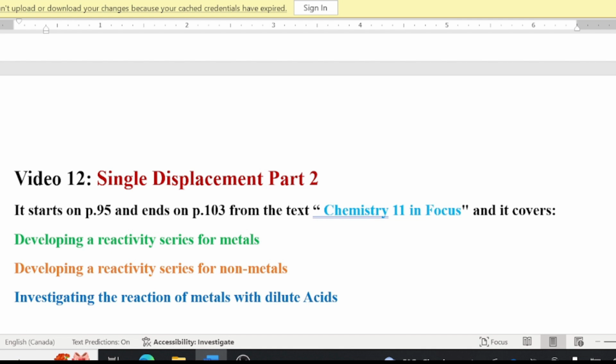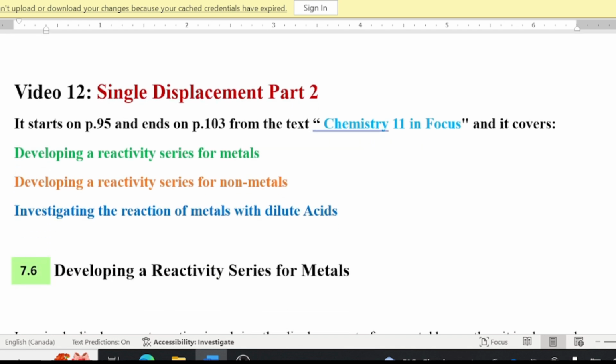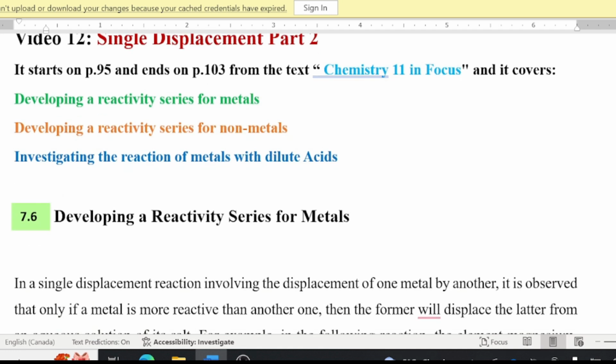Today our lesson continues with single displacement reactions. We'll see how single displacement reactions can be used to develop a mini reactivity series for a few metallic elements. Recall from video 11, the previous video, that when magnesium reacts with a solution of copper 2 sulfate, the blue solution was changed to colorless and a precipitate of copper was formed.